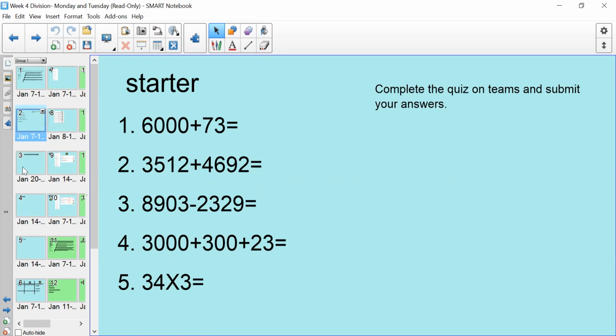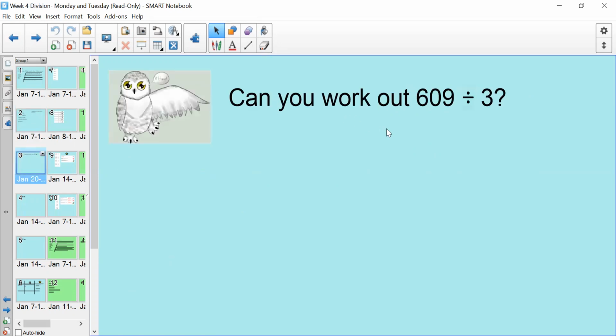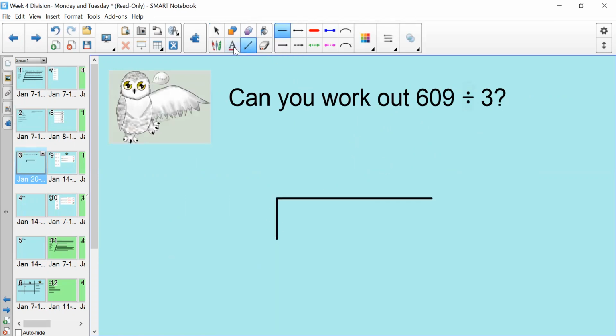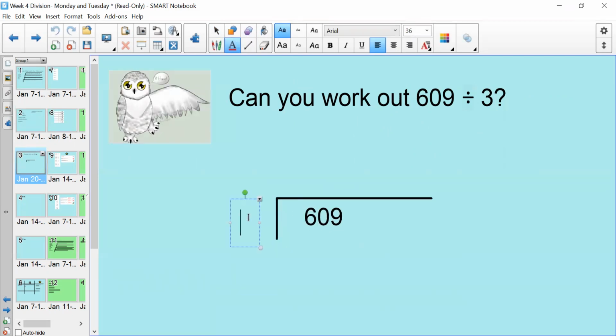Okay, well done. Right, today's big question is, can you work out 609 divided by 3? So pause the video and see if you can work out that answer. Okay, so what we could do is put it into a bus stop. We could have put 609 and 3. And then to help us, we could have written our multiples of 3. And then we would start our division.